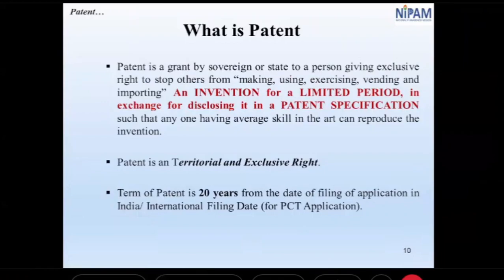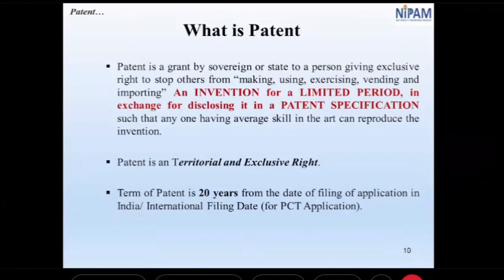So patent is a territorial and exclusive right. Exclusive right or monopoly right for the period of 20 years. The term of a patent is 20 years from the date of filing of the application in India, or the international filing date for a PCT application. So this slide is all about the definition of patent.